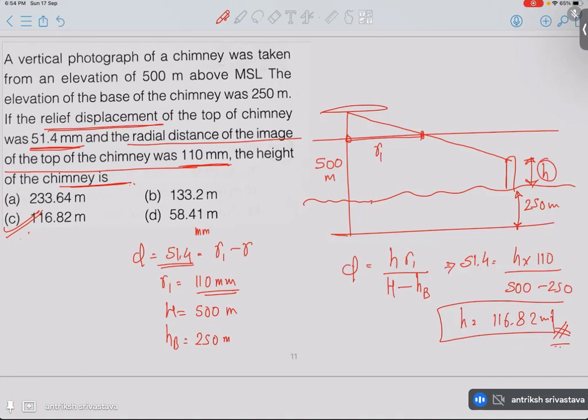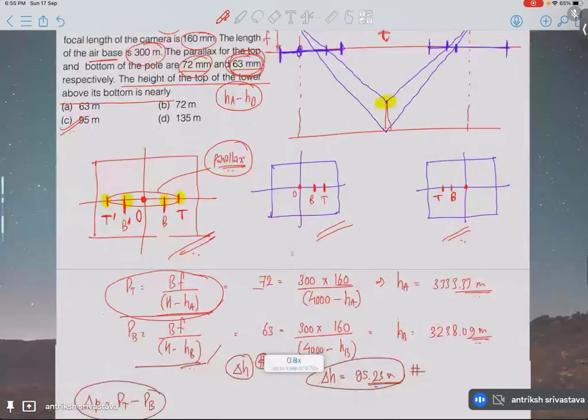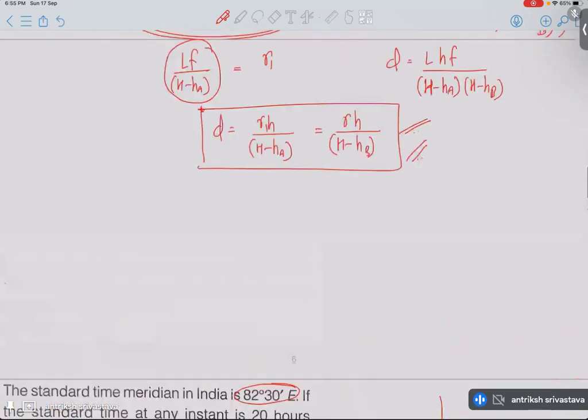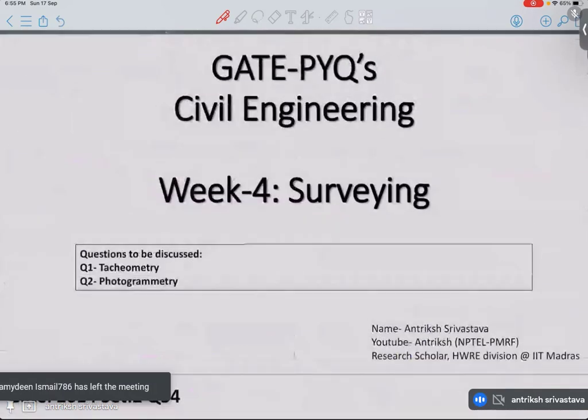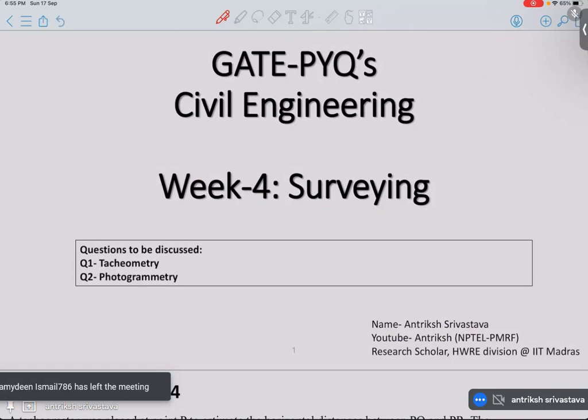Okay, so yeah, that's all for today. That's all for photogrammetry. So is there any doubt in the topic we have discussed so far today? We have discussed photogrammetry mostly. So okay, that's the answer.